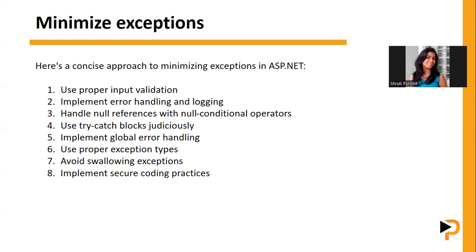Implement global error handling. Use Application_Error in Global.asax or configure middleware to catch unhandled exceptions at the application level. Use proper exception types. Throw and catch specific exception types rather than the generic exception object. Avoid swallowing the exception. Don't catch the exception and do nothing. If you catch the exception, at least log it, or rethrow it if you can't handle it appropriately.